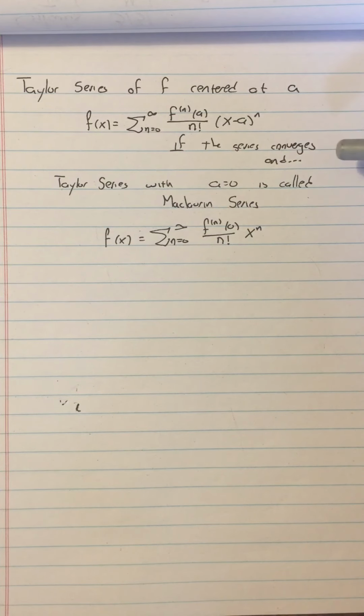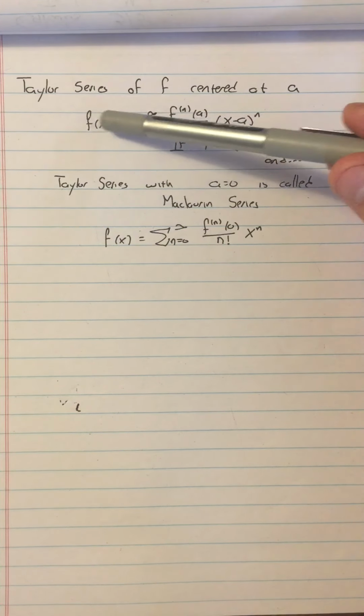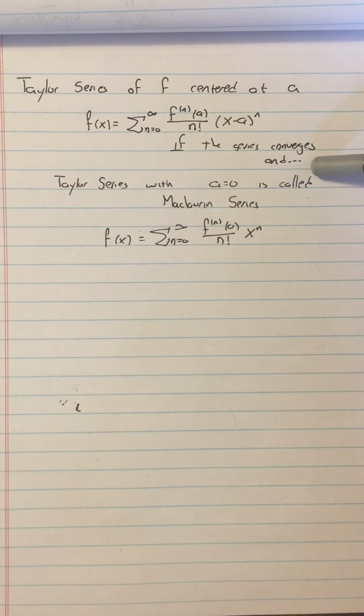Anyway, if the series converges, this equality holds. And if this function can be represented by its series, which is not always the case, and that's a question for a later discussion. So if we do the Taylor series and we use our a to be 0, then that gets another name. It's called the Maclaurin series.